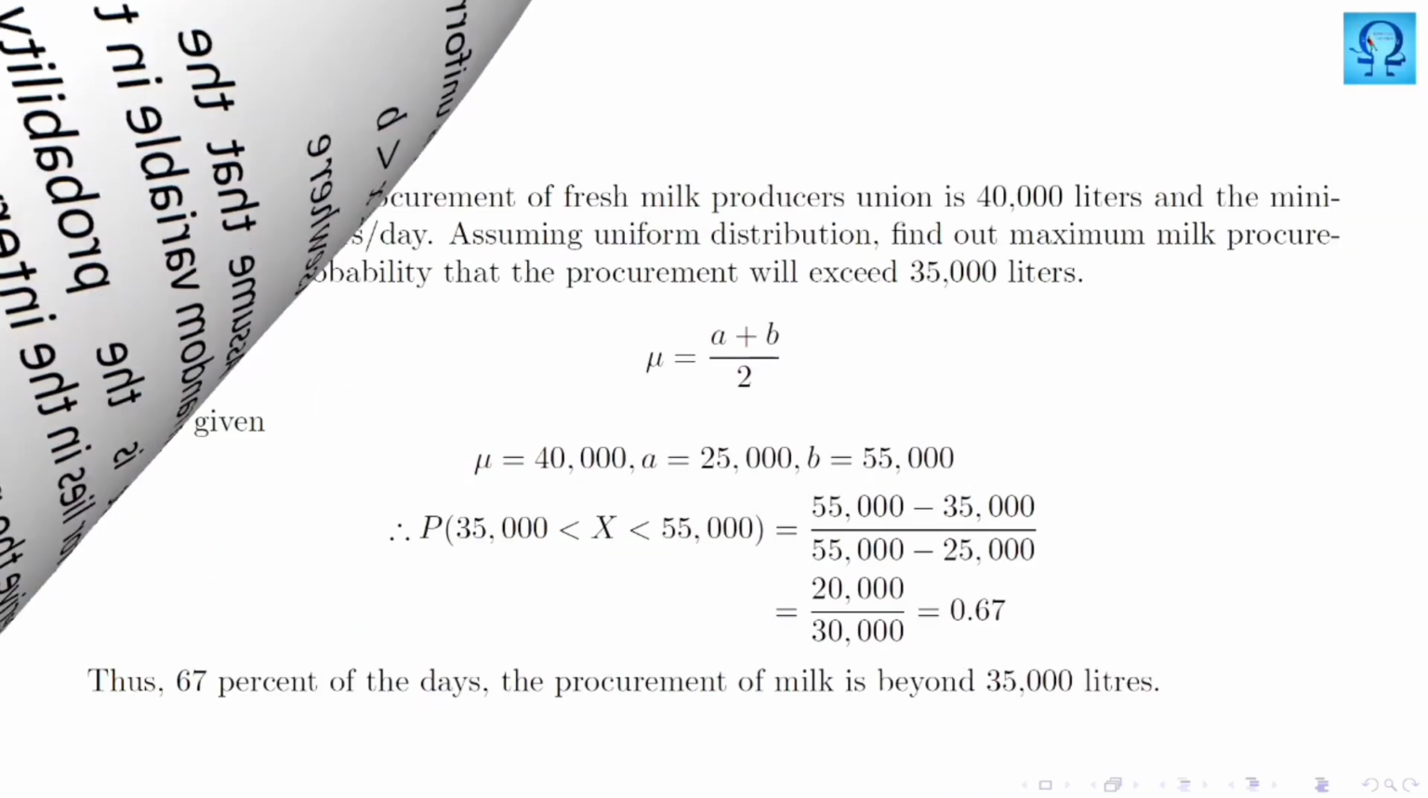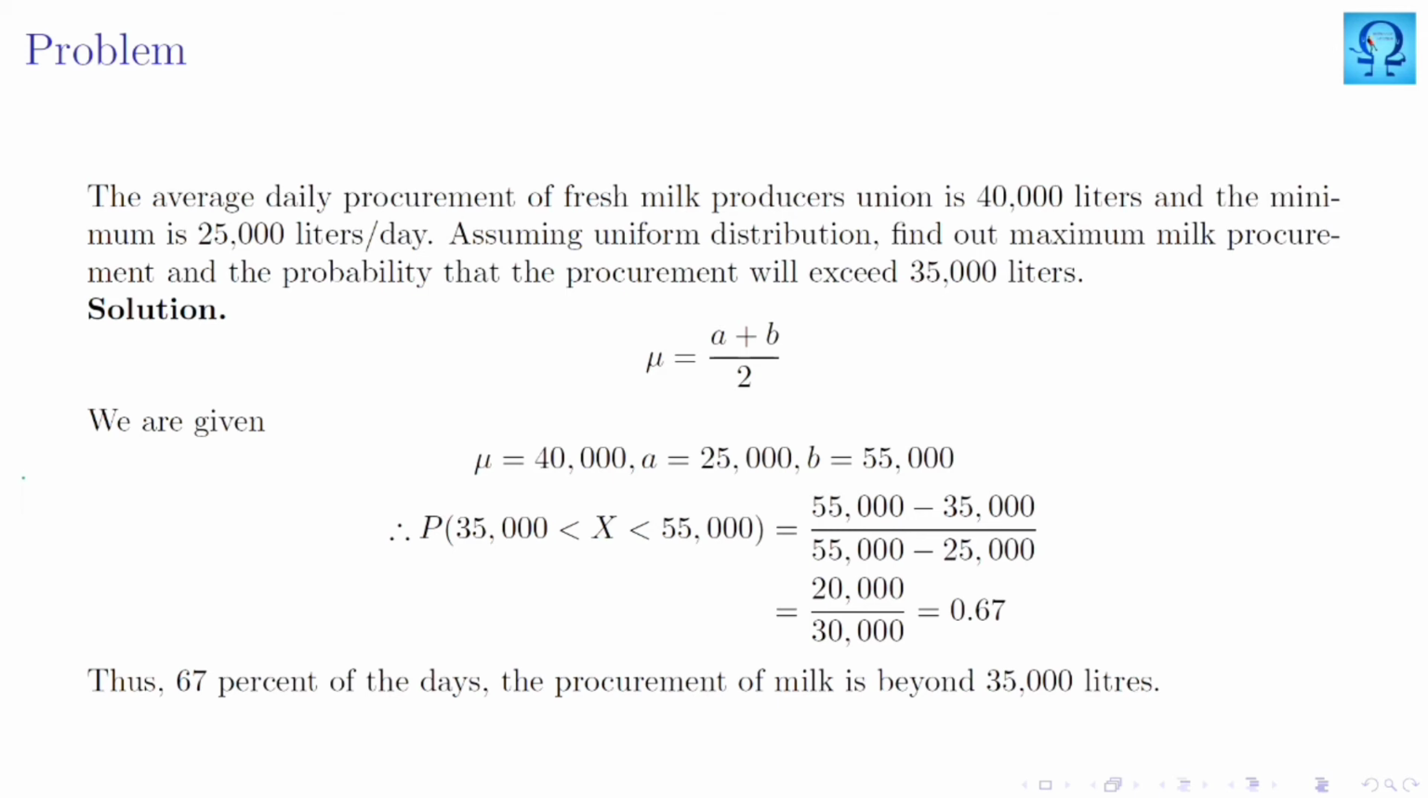Moving further, we have a problem here. It is said that the average daily procurement of fresh milk by the union is 40,000 liters, which means the mean, (a plus b) upon 2, is 40,000, and the minimum quantity is 25,000 liters per day. Assuming uniform distribution, we have to find the maximum milk procurement and the probability that the procurement will exceed 35,000 liters.